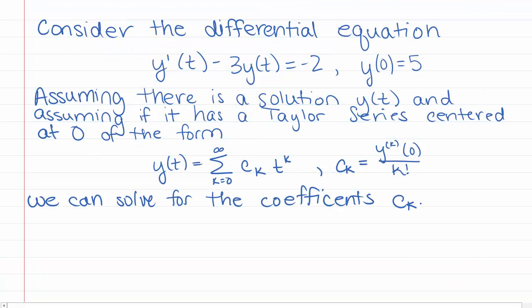Now let's look at another example. Consider the differential equation y'(t) - 3y(t) = -2, and we know that y(0) is 5. And we're going to use Taylor series to try to solve this differential equation. This is one of the most powerful applications of Taylor series.